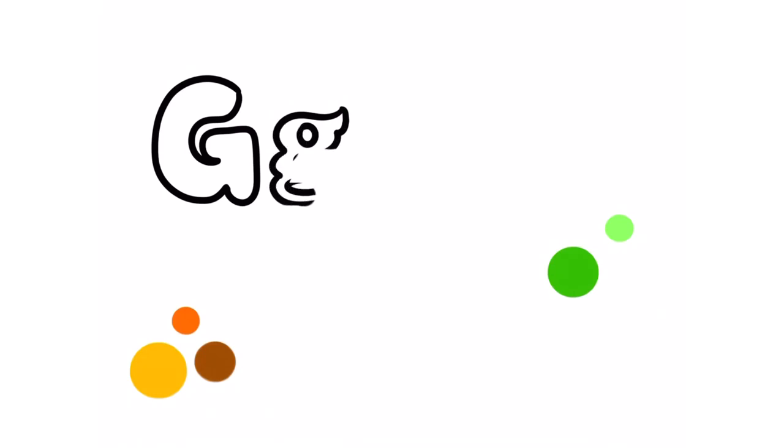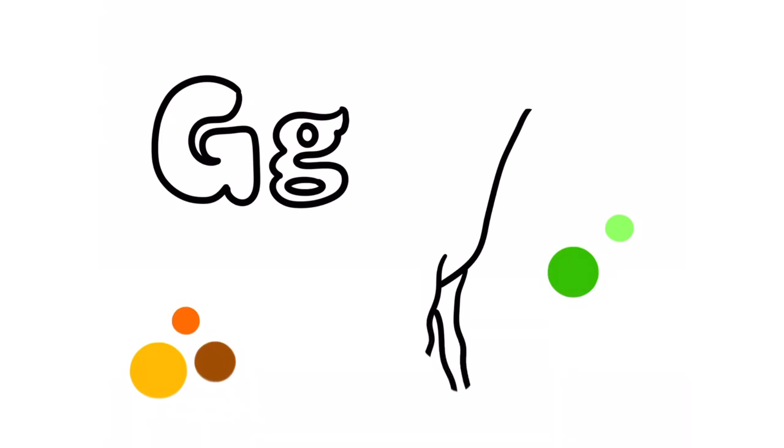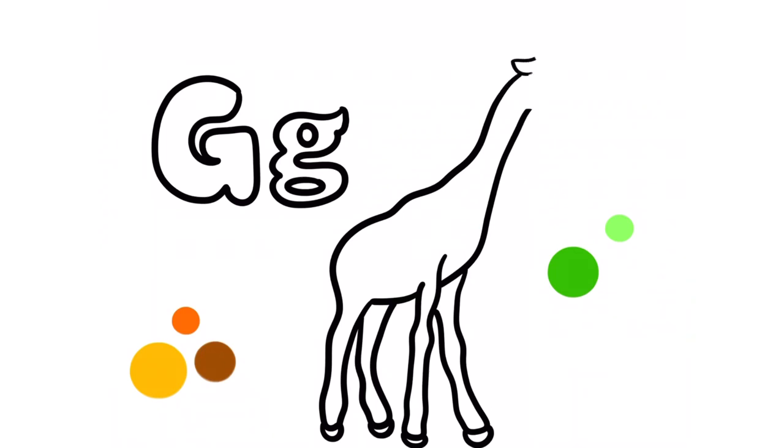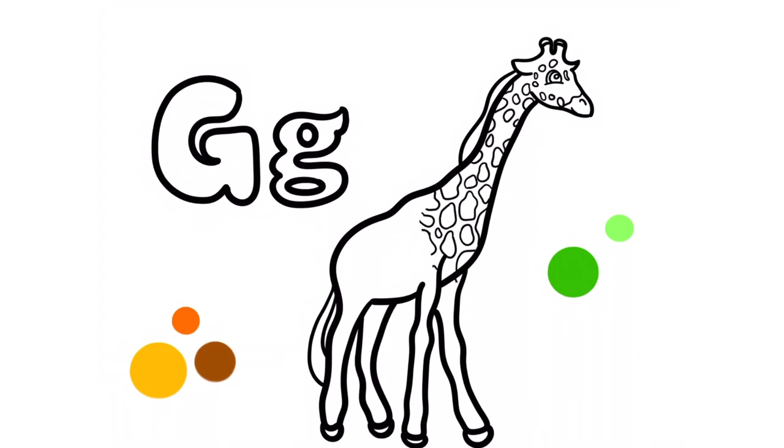Capital letter G. Lowercase g. Let's draw a giraffe. Look at his long neck. Giraffes are the tallest mammals in the world. It's probably because of their long necks.